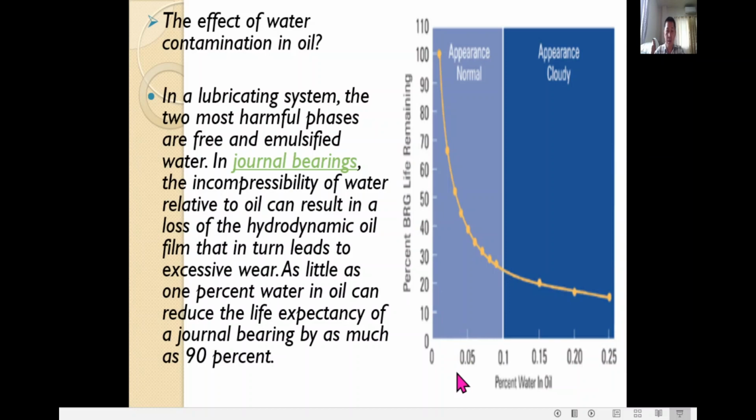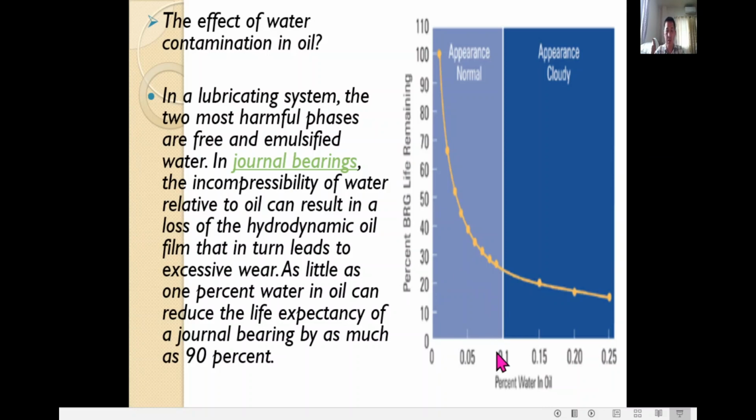But here we have the graph. If you cross this graph, you see 0.025 in a cloudy appearance. If you cross this one here, it will reduce the life expectancy of the bearing by about 20% in a cloudy condition. But here at 0.2, it is around 23, 24.